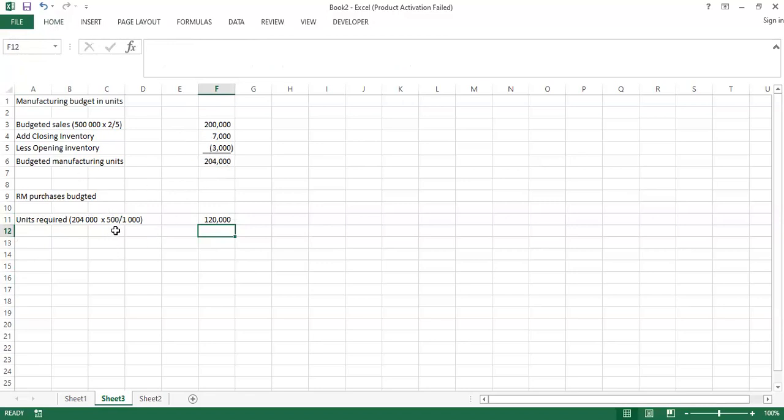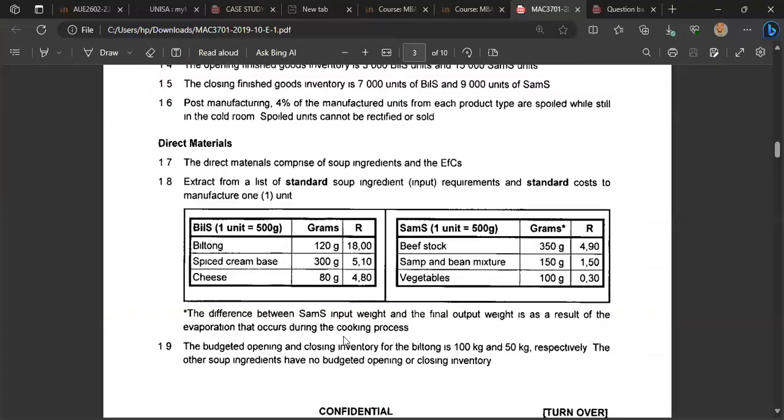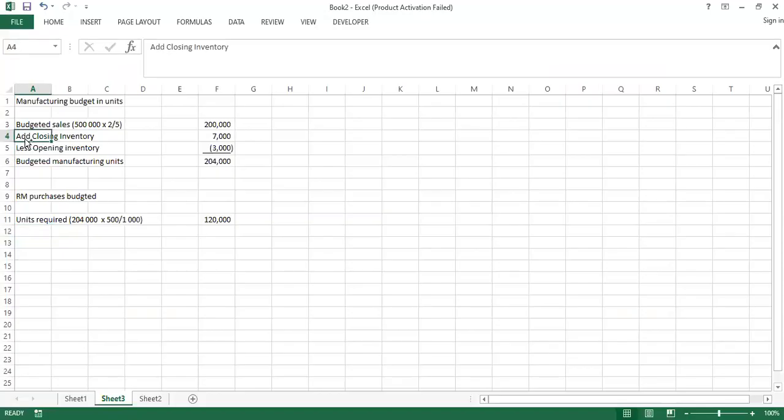Given that each unit requires 500 grams, we would basically need that many kgs to fulfill our manufacturing desires. And then we will also require a closing inventory. Budgeted closing inventory is 50 kgs, so we'll require closing inventory of 50 kgs. So which means we can add closing inventory.